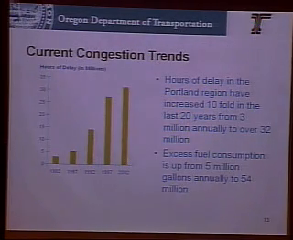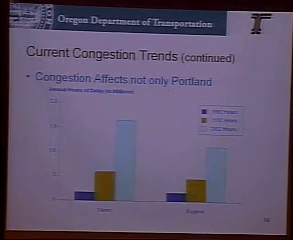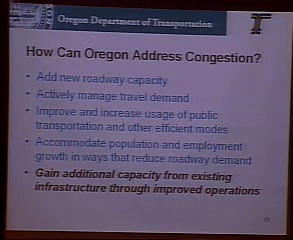And this chart shows the congestion trends in the Portland area, and they're trending up, as you can see. And this next diagram, the congestion is not only an issue in the Portland area, but congestion and delay hours are growing in Salem and Eugene as well. I want to just focus on congestion for a moment, because as we saw from the mode split, it is the major mode of travel.